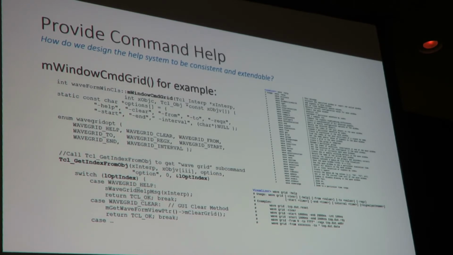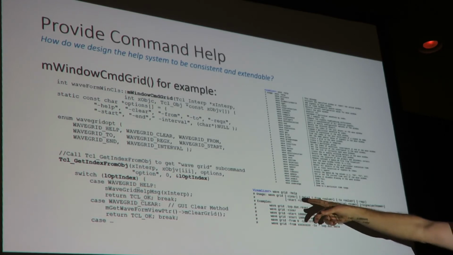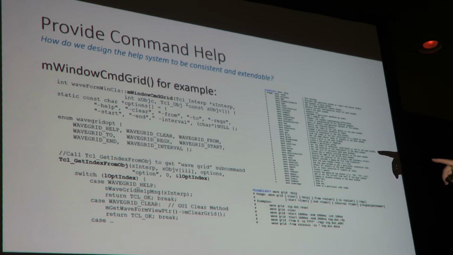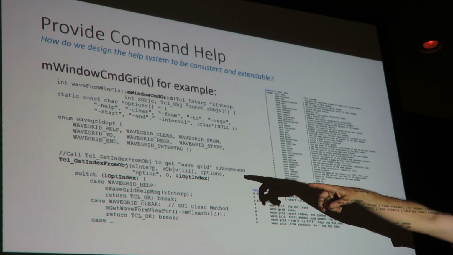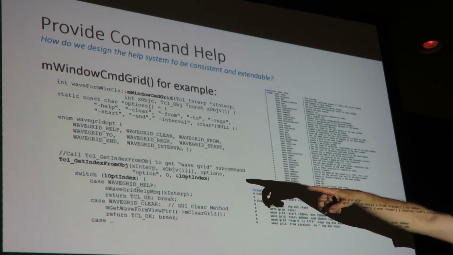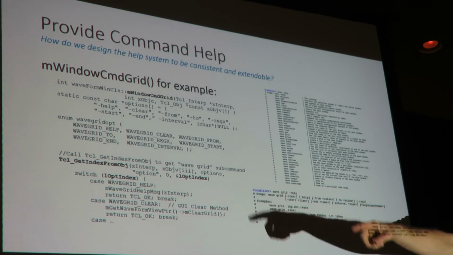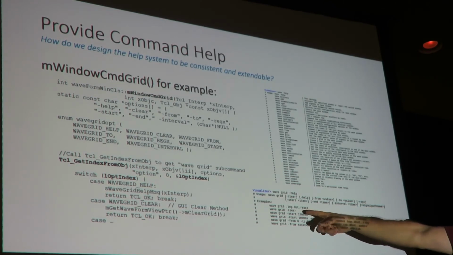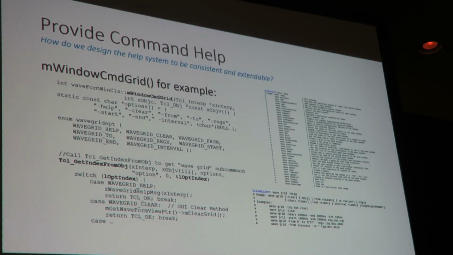This was an example I just wanted to show. You can't really read that, but it's a reminder of what the overall wave looked like. When you have a particular subcommand, like here I show the wave grid command, I did wave grid -help. That drops it down into the handler for that particular function, and I use the same kind of thing. In this case, since it's super simple, I use the Tcl get index from obj instead of from struct obj, and then switch off of what the command is. If it's wave grid help or wave grid clear, I'll jump to the method that actually clears the grid. So it's just showing a few examples of using both of those functions.